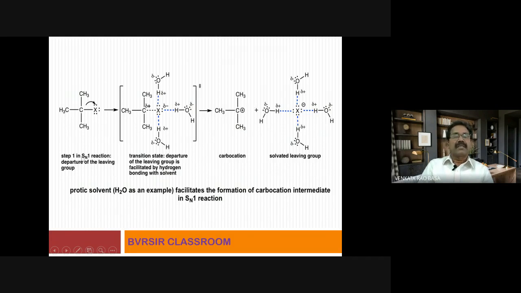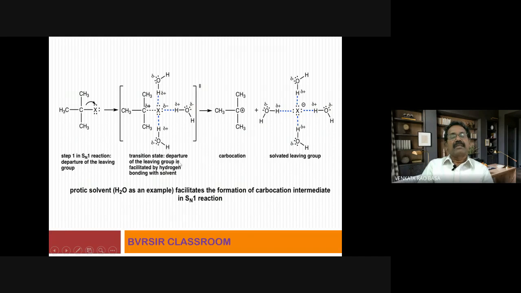Okay, you study this one. Step 1 in SN1 reaction, departure of the leaving group. This leaving group has to depart. How can it depart? It has to be removed. It has to be abstracted. So which species is playing that role? Polar protic solvent like water. It is doing the transition state.